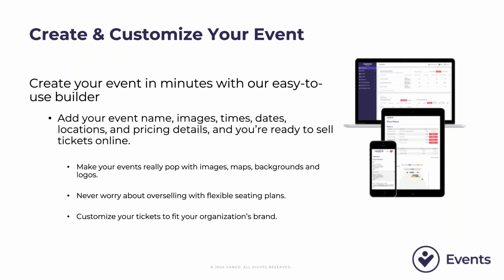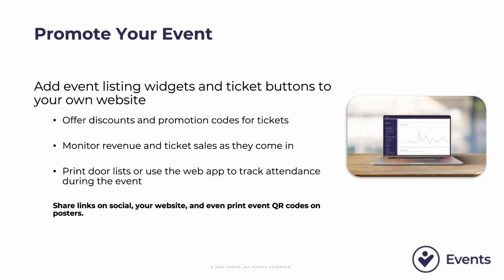You just need to upload a few key details like the event name, images, times and dates, the location of your event, and pricing details, and you're ready to start selling tickets online. This can really help your event stand out by adding custom images, embedded maps and backgrounds, and even logos. You also don't need to worry about overselling with our flexible seating plans, and you can customize your tickets to fit your organization's brand and even highlight sponsors. We also give you tools to promote your event.